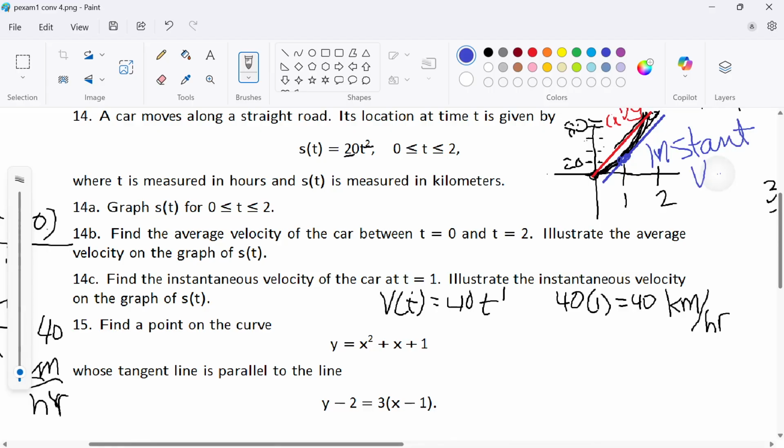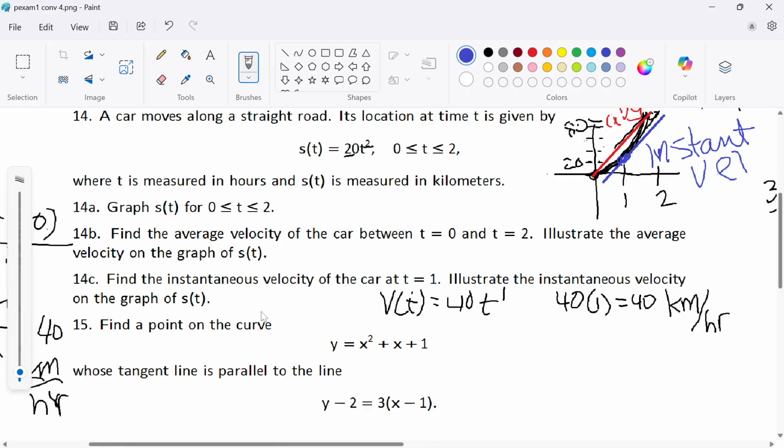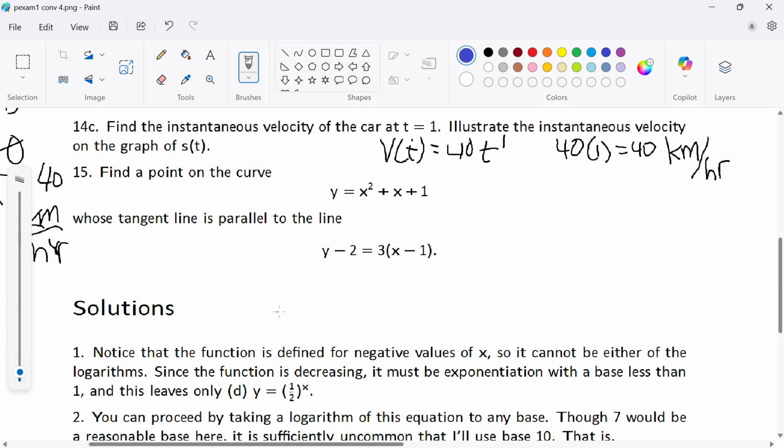velocity. And again, let's check out the instructors. See, instantaneous and average have the same slope because they're rising at the same rate. Okay, so is that it? Yes, I did that. Okay. Now number 15. I think this is the last one.